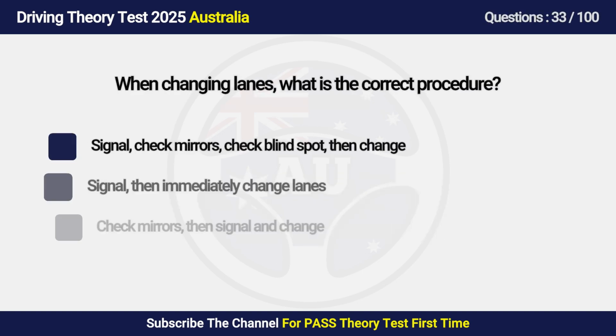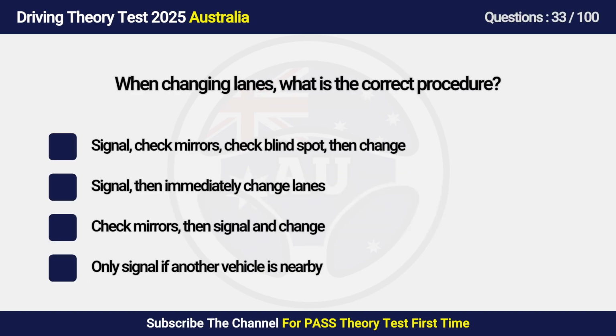Question 33. When changing lanes, what is the correct procedure? A. Signal, check mirrors, check blind spot, then change. B. Signal, then immediately change lanes. C. Check mirrors, then signal and change. D. Only signal if another vehicle is nearby.